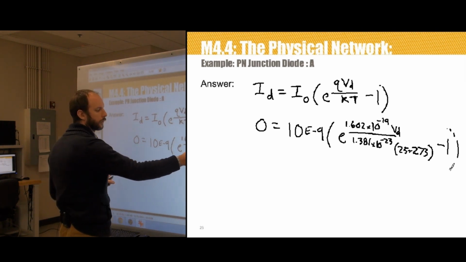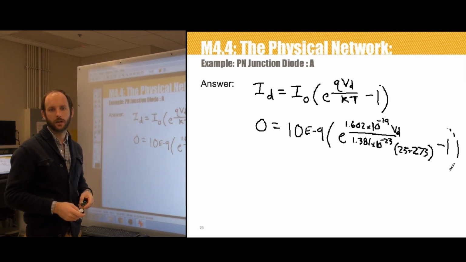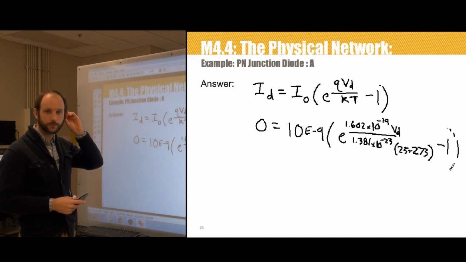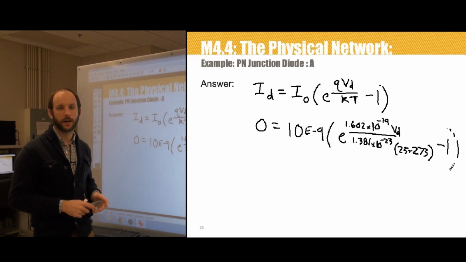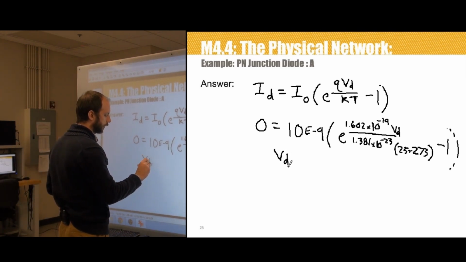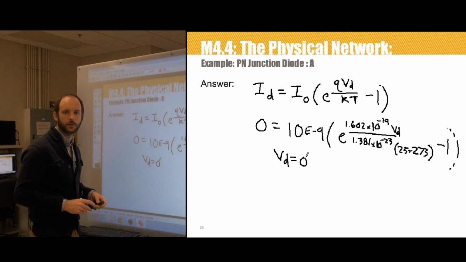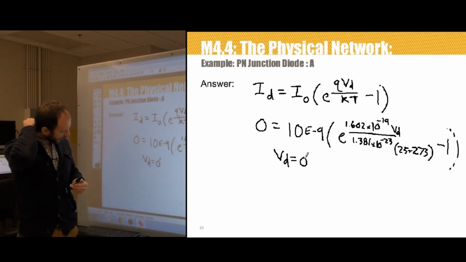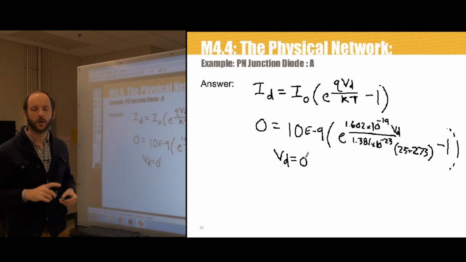We then find, if we were to take the natural log of this term, that VD in this case is equal to 0, right? Which should have been obvious. ID, if there's no voltage applied, there's no diode current. What about the other situations?